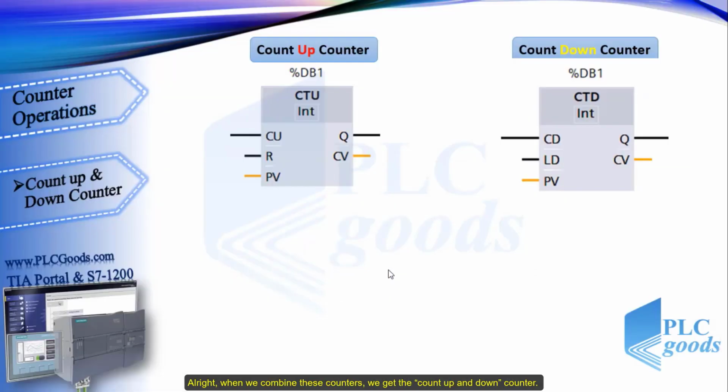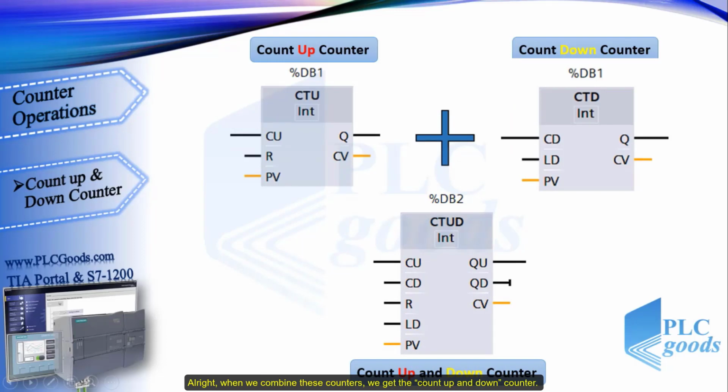Alright, when we combine these counters, we get the count up and down counter. As you can see, this counter has all input and output pins of the two other counters.